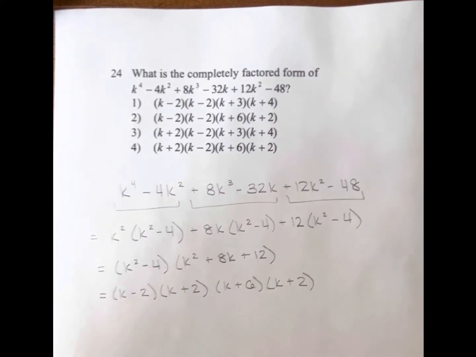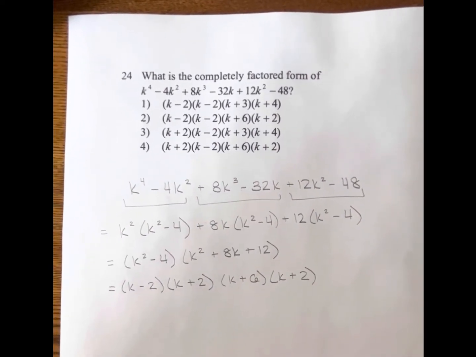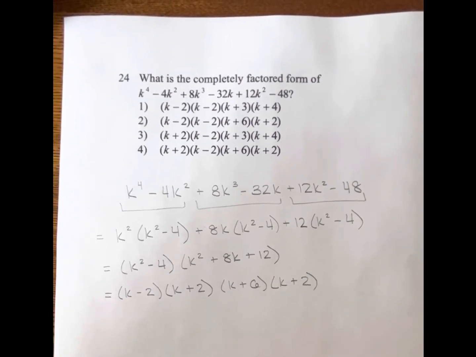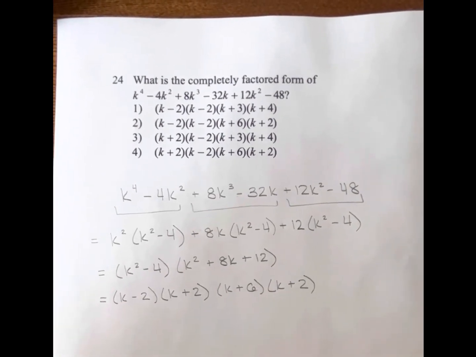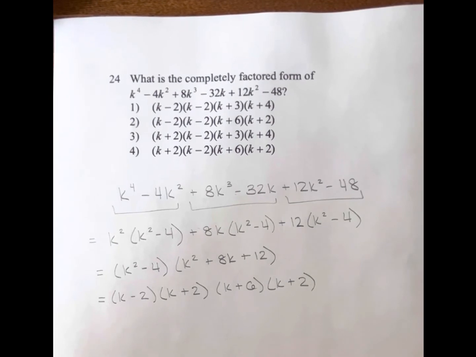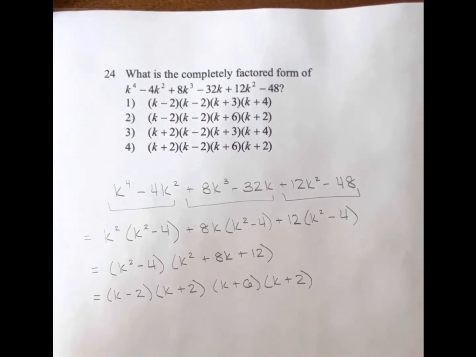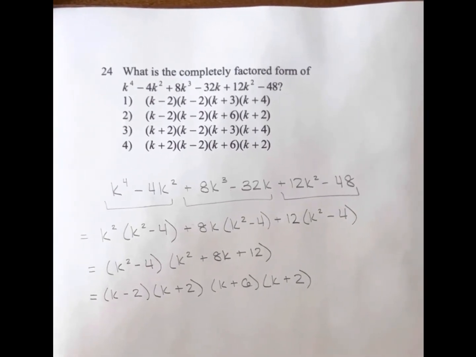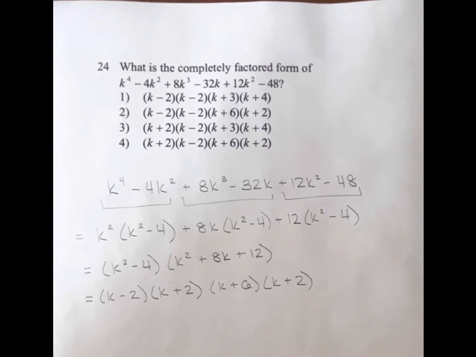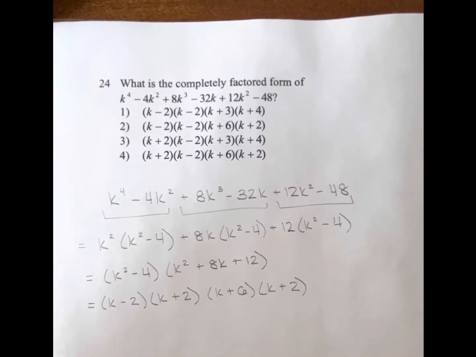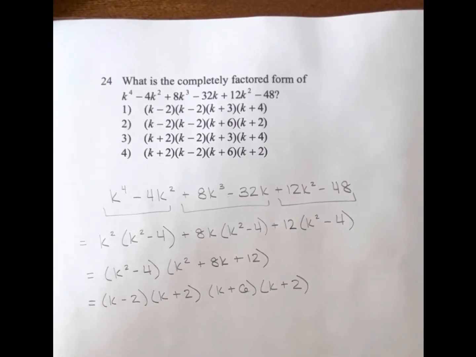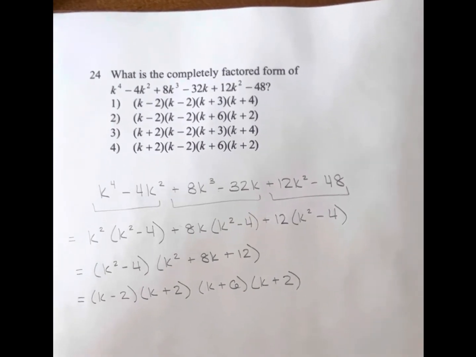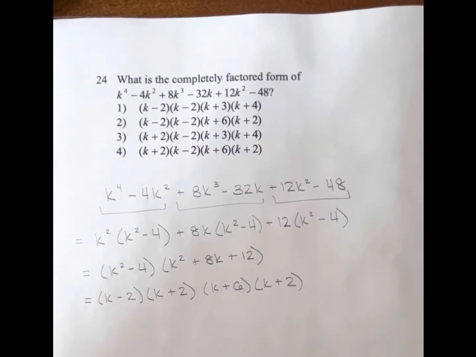Alright, for this last question, which involves factoring by grouping, although we have more terms, we can still use grouping. We'll just have 3 groups rather than 2. First one will be k to the 4th power minus 4k squared. The second group will be 8k cubed minus 32k. And that last group, 12k squared minus 48.